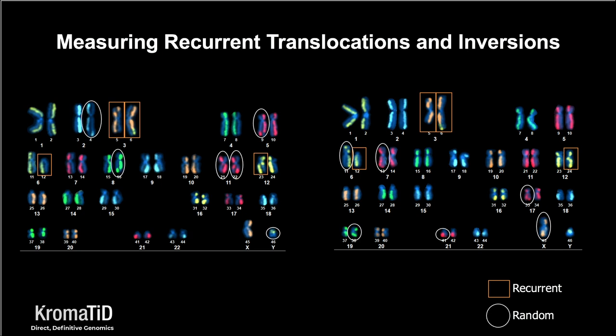In order to characterize the recurrent or clonal events present in a sample, several individual genomes must be screened and analyzed.